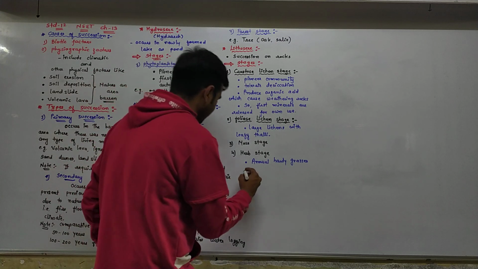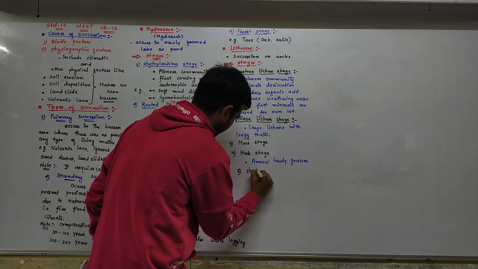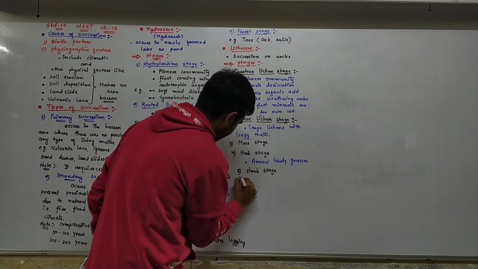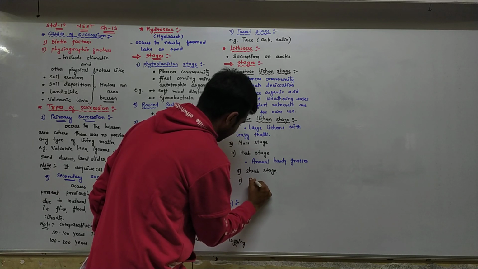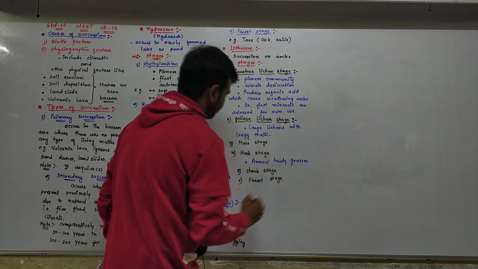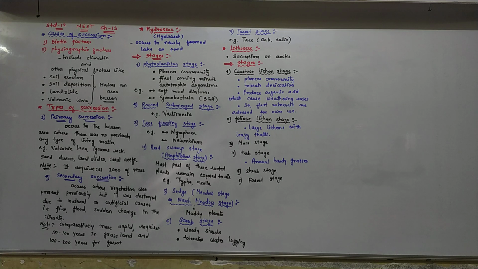then shrub stage, and then forest stage. Herbs, then shrubs, then trees. So then forest stage came. So this is about the lithosphere.